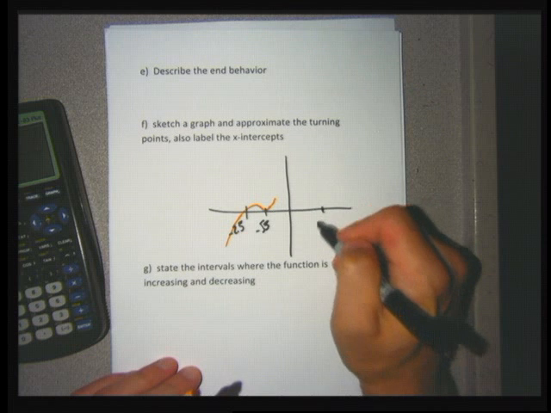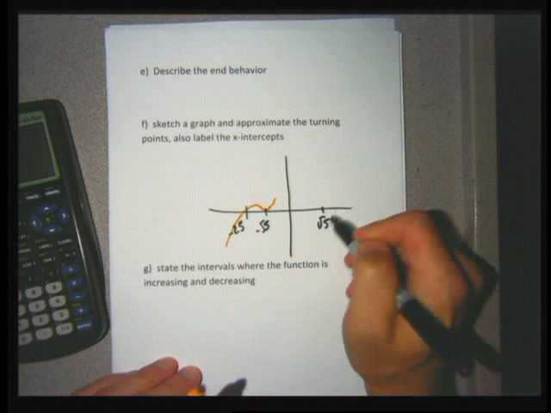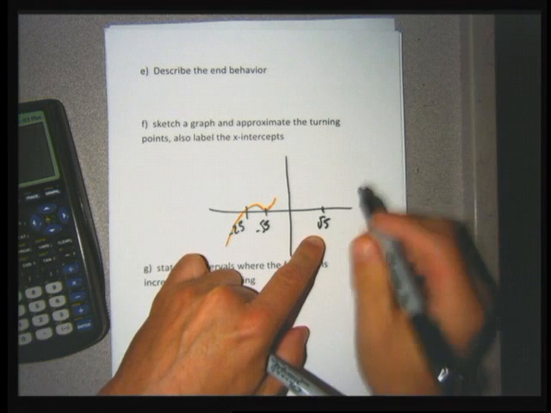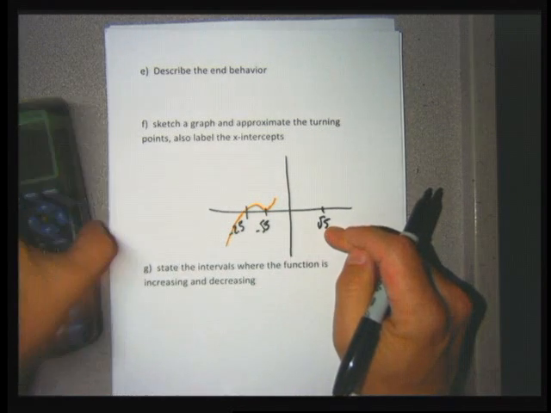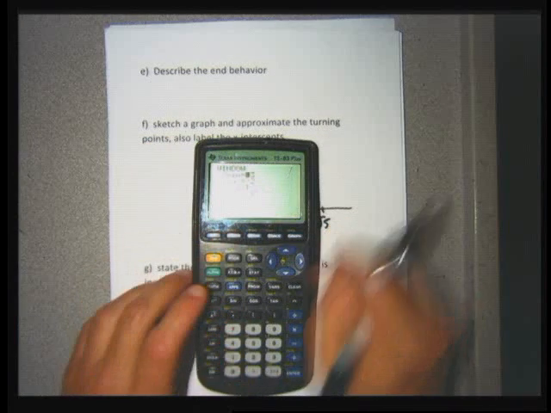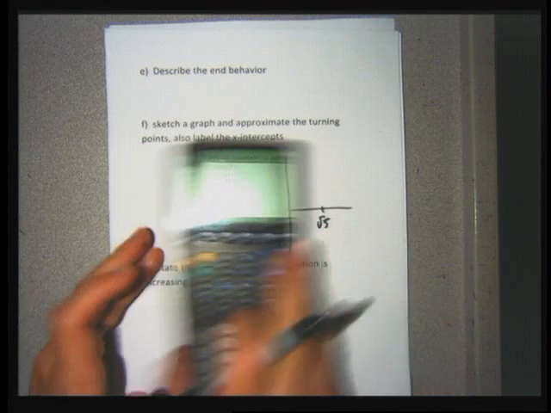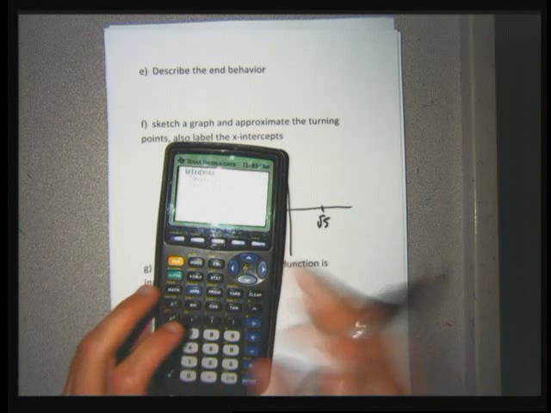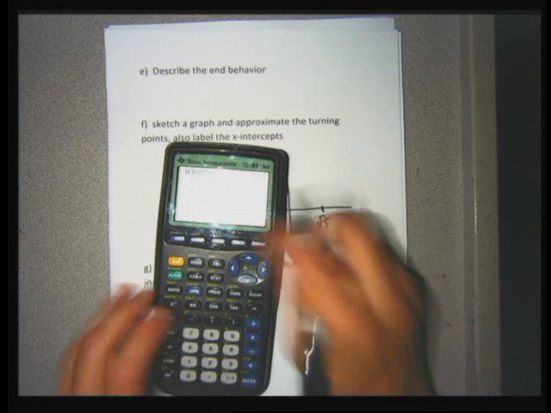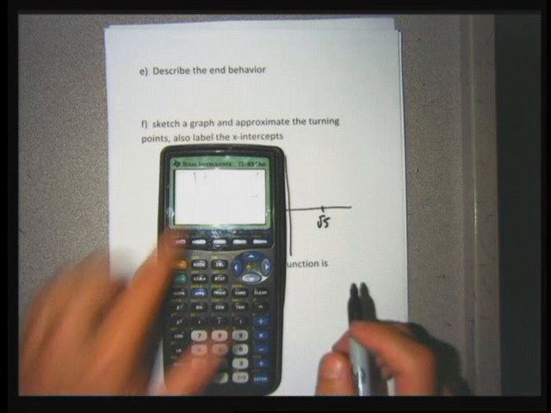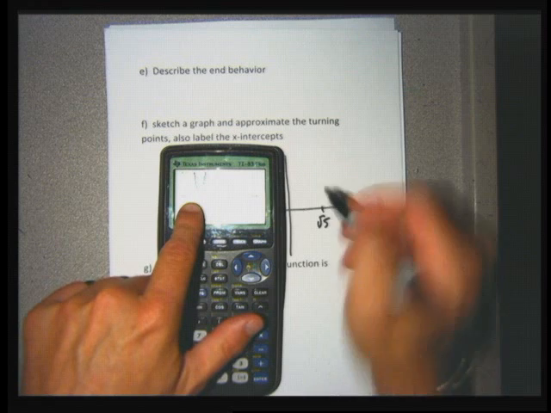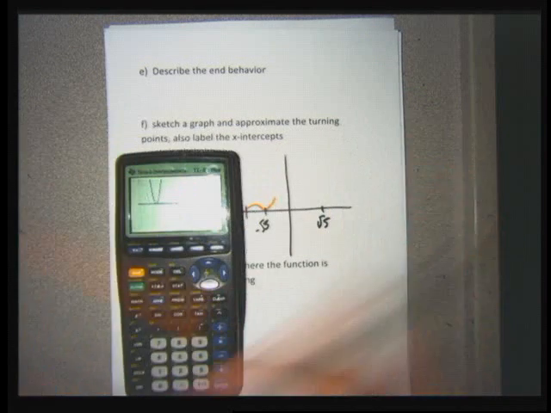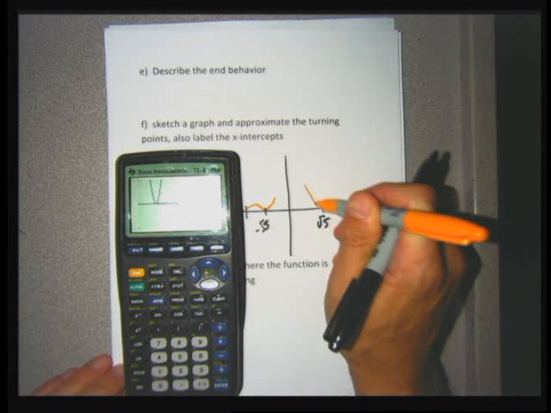I'd also like to look at the square root of 5 region, which is at 2.25 or 2.23. I'm going to change my window and see what happens if I just look at the region between, let's say, 2 and 3. And so I'm micro-focusing on that region right there. And when I hit graph, I see perfectly what happens there now. So this is at the square root of 5 where it reflects off. So right there, it does that.